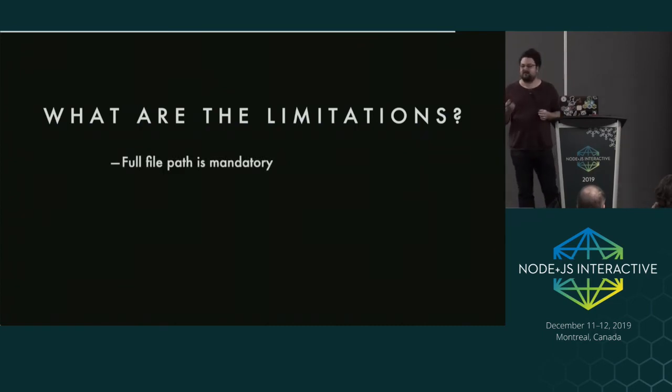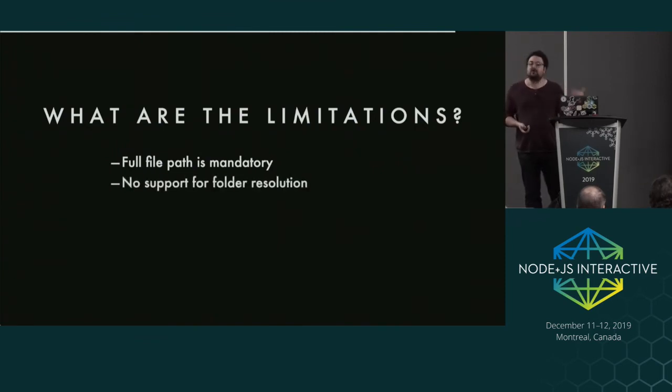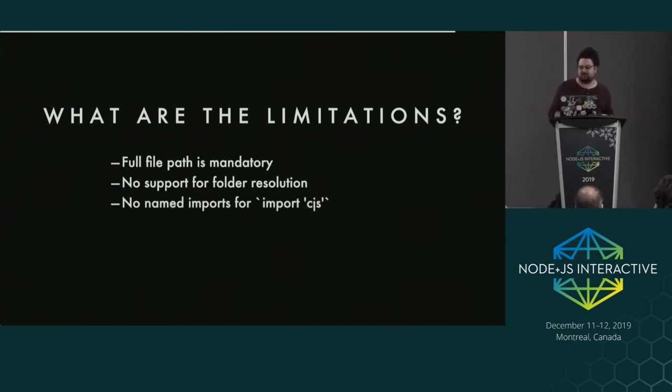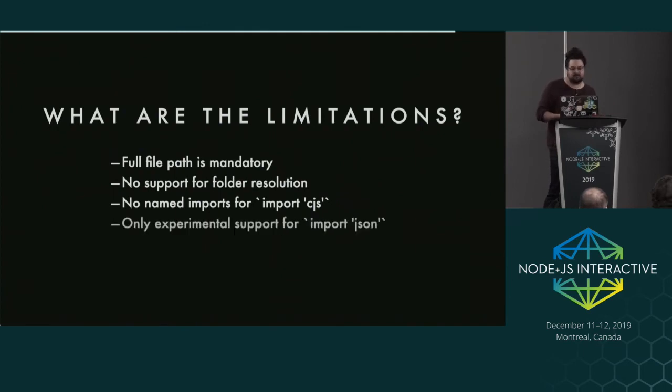The full file path is mandatory. And maybe full file path is not the right way to put it, because you can put relative paths, but you have to include the extension if there's an extension. There's no support for folder resolution. You can't import a directory that has an index.js or an index.cjs. If you import a CommonJS file, there's no named imports. Trust me, we've tried to make this work in a way that would be spec compliant, but it is, at the moment, not possible. We're going to continue to try to see if we can figure out a way to make that work, but we do have some cool things that we've done, I'll show you in a minute, that can emulate this experience with just a little bit of configuration.